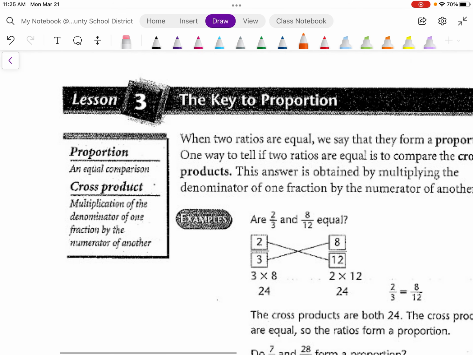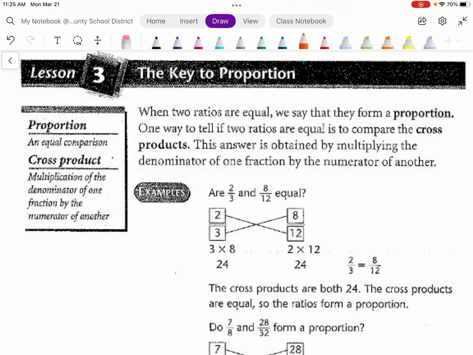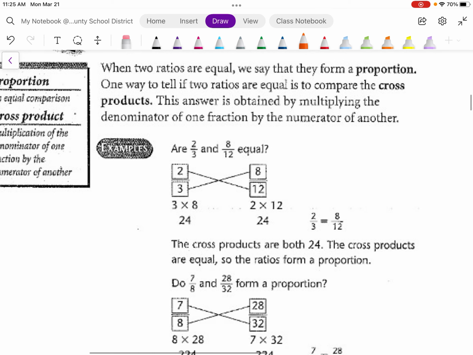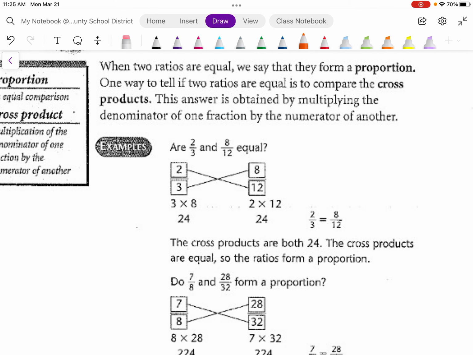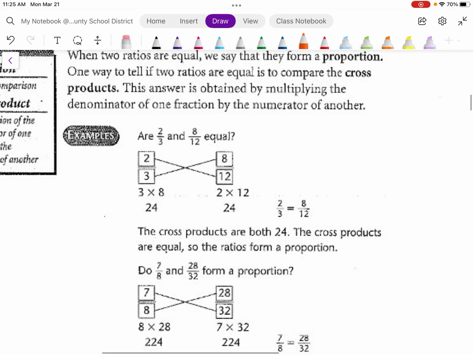For lesson number 3, we're going to talk about proportions and solving using cross multiplication. So when two ratios are equal, we say that they form a proportion. One way to tell if the ratios are equal is to compare the cross products. This answer is obtained by multiplying the denominator of one fraction by the numerator of the opposite fraction.